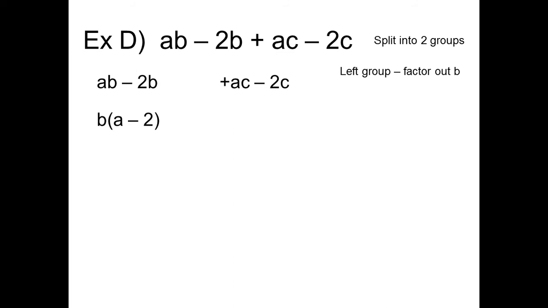Now the other group, my second group here on the right, I notice that they have a C in common. Now if I factor out a C, just like I did for the left group, I'd have a positive C in the front, and then I'd have an A minus 2 inside. Positive C times A is positive AC, and then positive C times negative 2 is negative 2C.